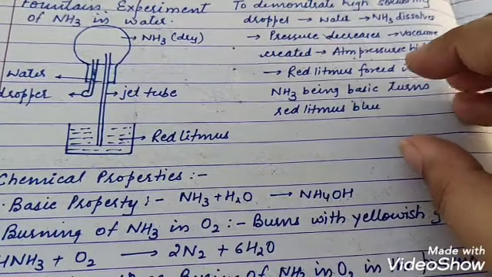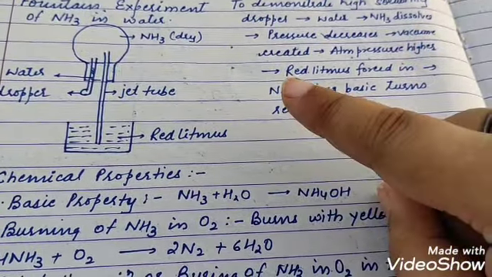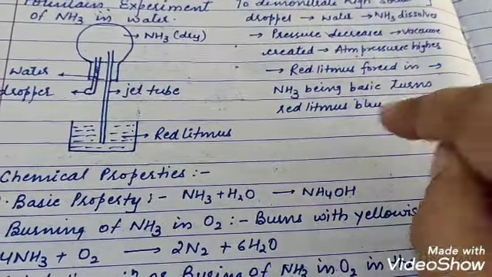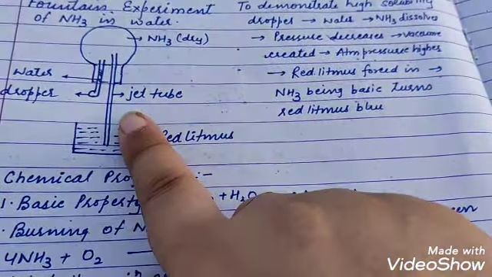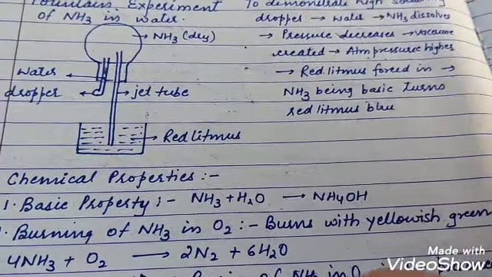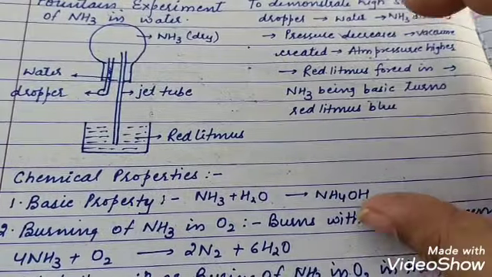The particles of ammonia become less. Pressure will be created inside, while the atmospheric pressure outside is higher. To equalize this pressure, red litmus water will be forced in. Because ammonia has dissolved in water, it has formed NH4OH. So NH4OH forms.